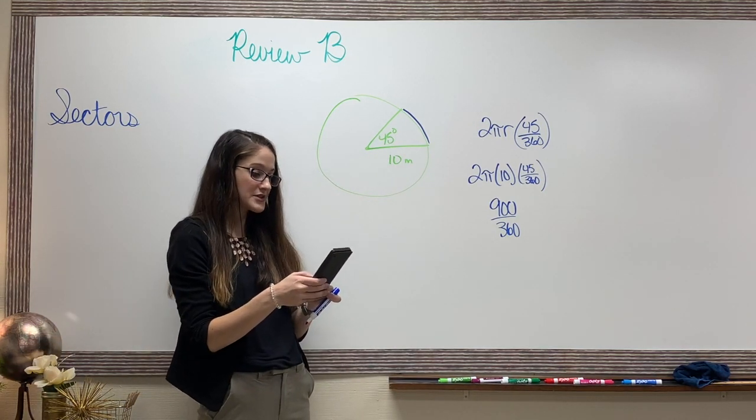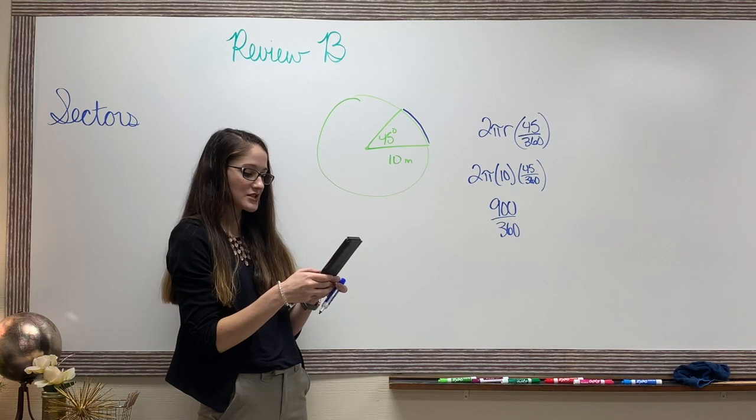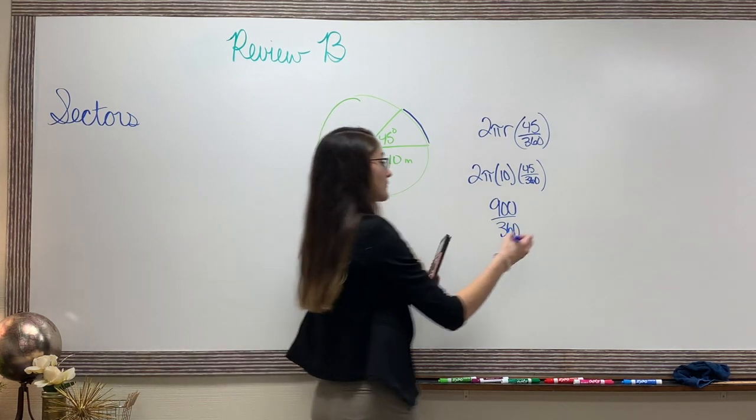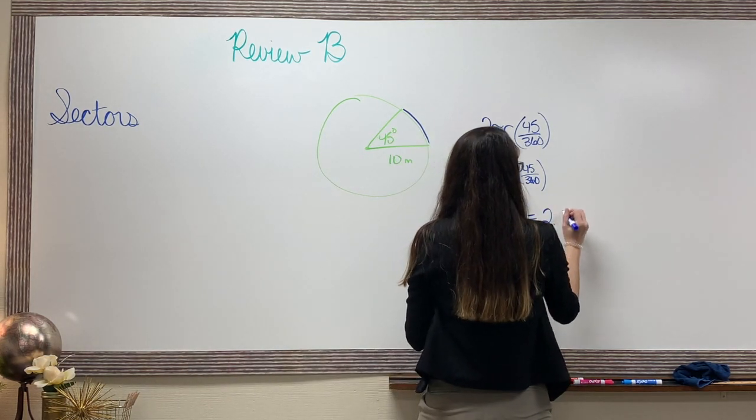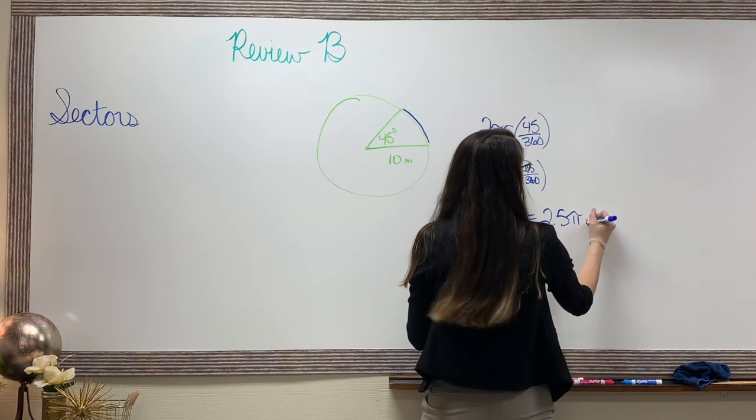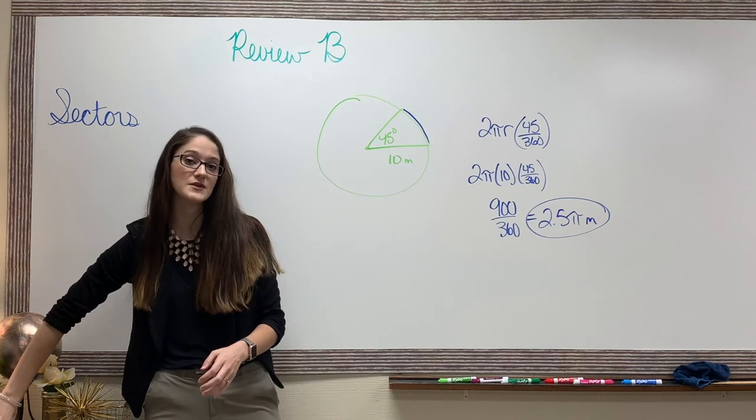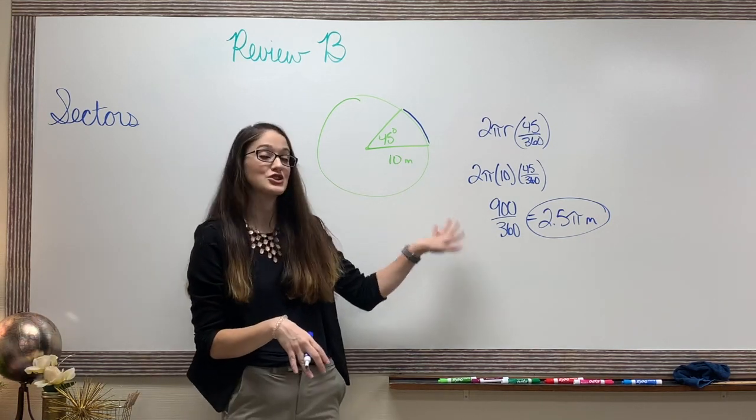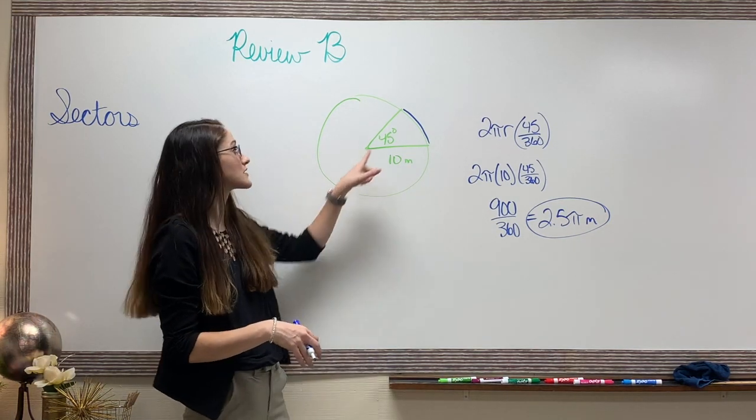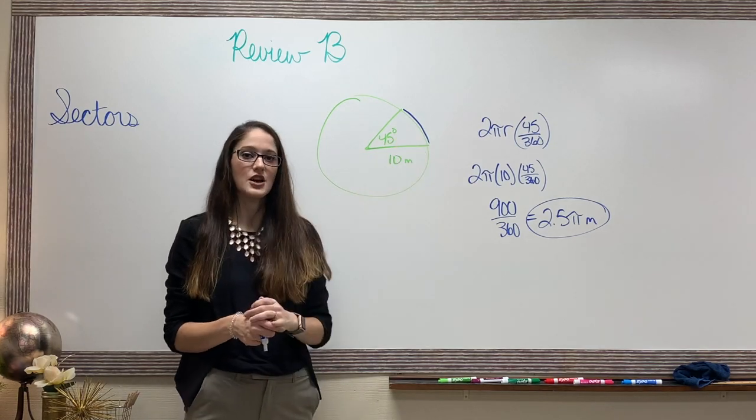I probably could do it on the board, but let's just go ahead and make sure we get this right. So 2.5 pi meters, and it's just meters because we are dealing with circumference. So it's not going to be squared, it's not going to be cubed, it's just meters. And that's how you find the circumference of a sector of a circle.